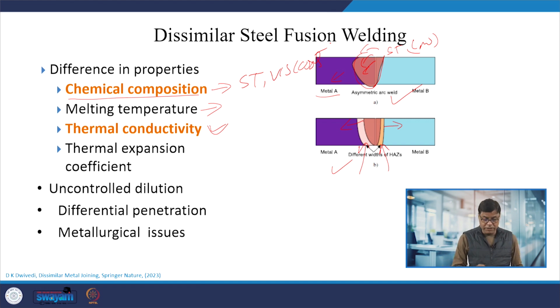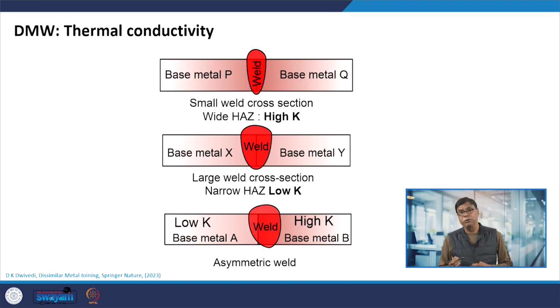These in turn will lead to uncontrolled dilution, differential penetration on the two sides, and metallurgical issues. So, what can we do to deal with the challenges related to the differences in mechanical, physical, chemical and metallurgical properties of the two different metals which are to be joined? This slide demonstrates the effect of thermal conductivity.